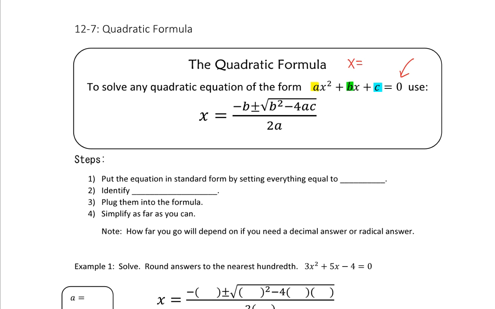Let's first look at what it is, and then I'm going to tell you a couple of different ways to remember it. So first of all, it's negative b, or the opposite of b. So keep in mind, if b is negative, then that negative is going to turn it into a positive. Plus or minus the square root of b squared minus 4 times a times c, all divided by 2a.